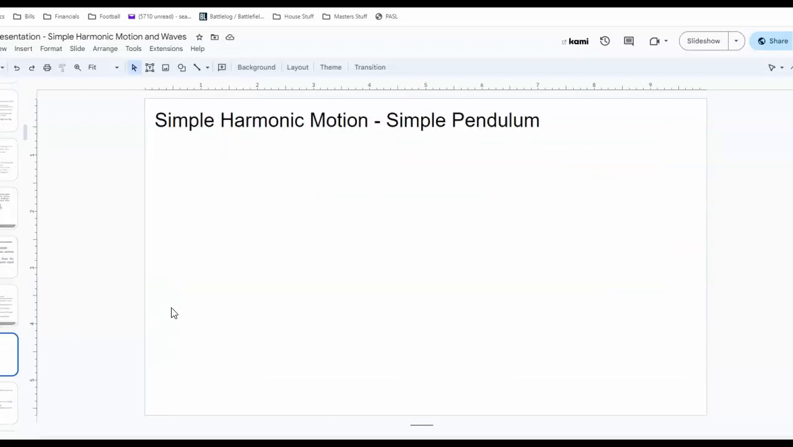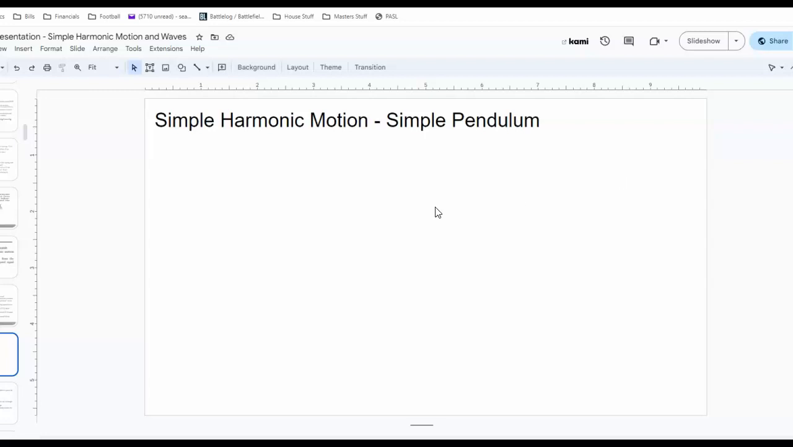What I want to do now is talk about something that pertains to your lab, but I want to derive the period of oscillation for a simple pendulum. Okay, so in other words, I'm going to show you basically where the equation comes from that lets you calculate the period of oscillation for a simple pendulum.